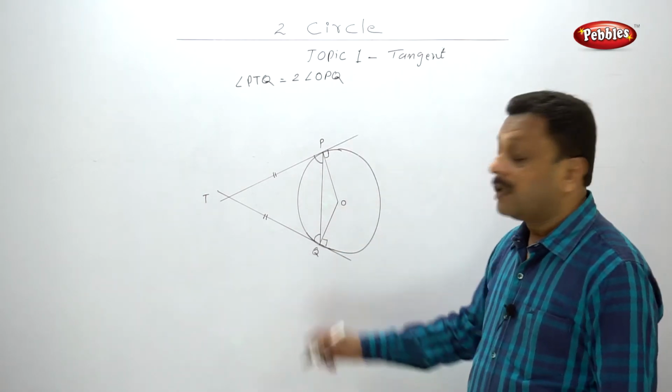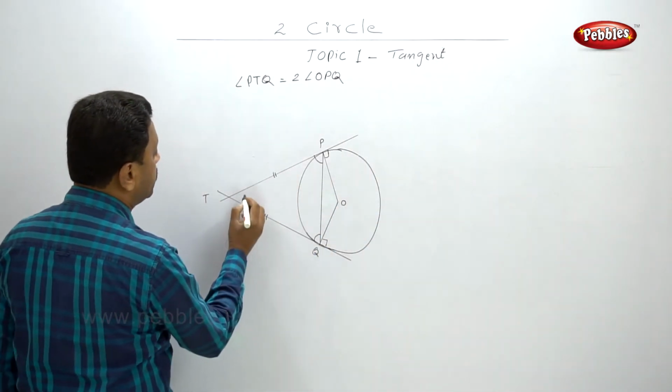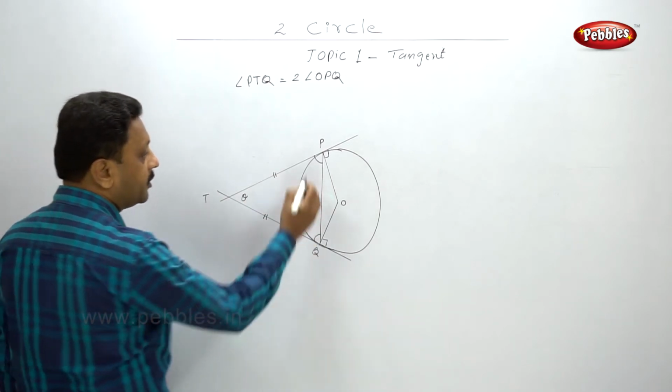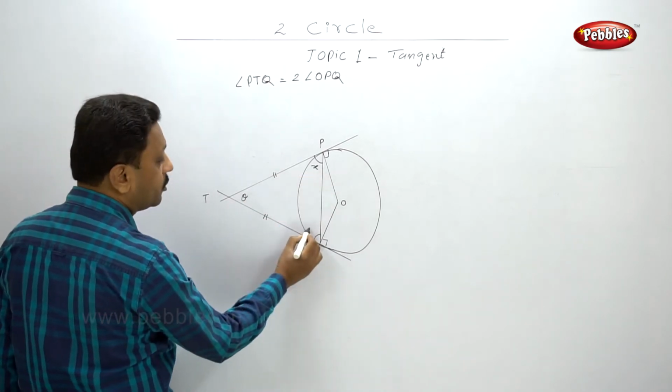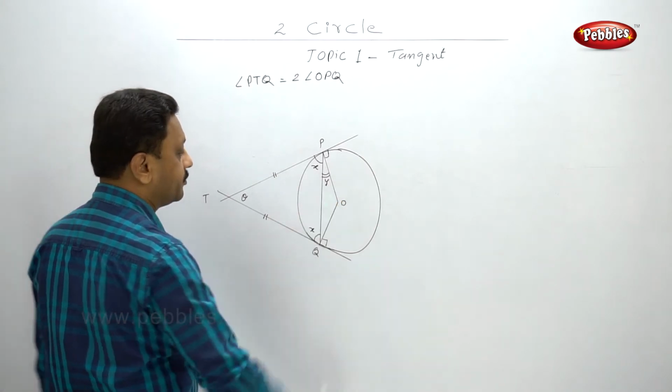What do I have to prove? Now I will name the angles. I will name this angle, let us say, theta. I will say this is angle X. So this is also X, and this angle is angle Y.